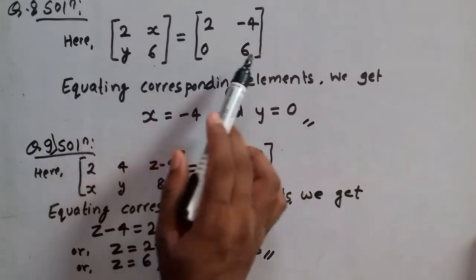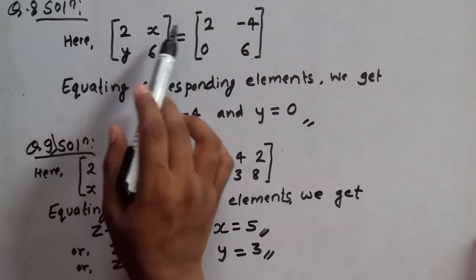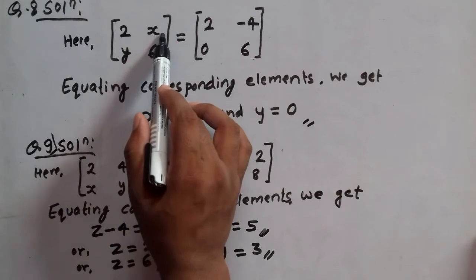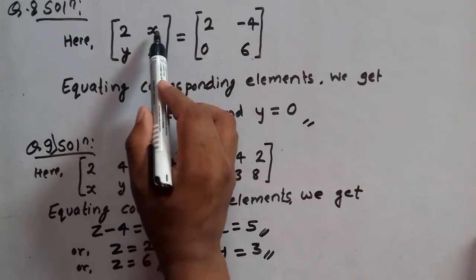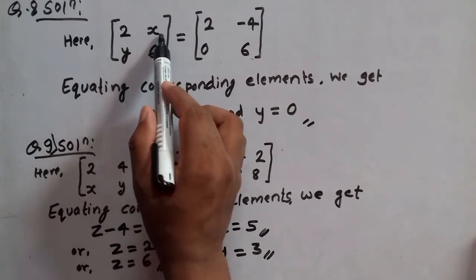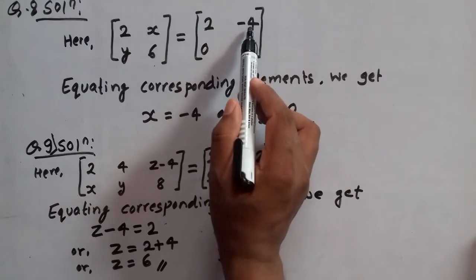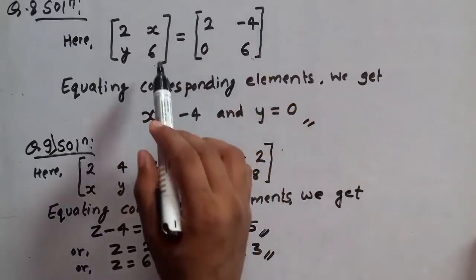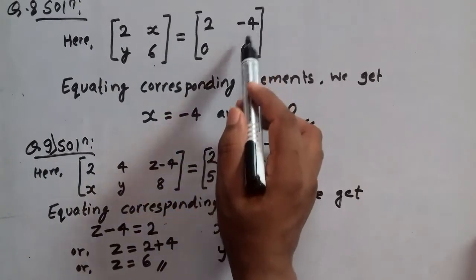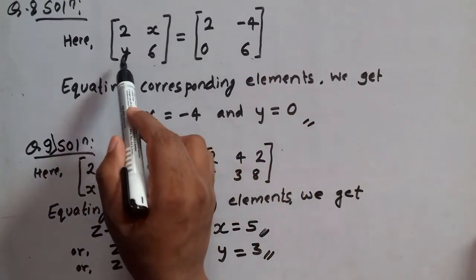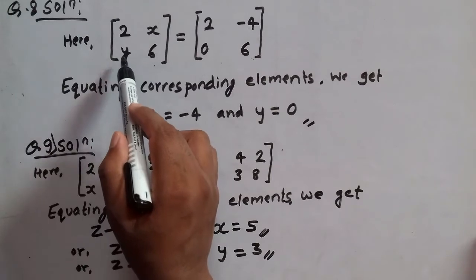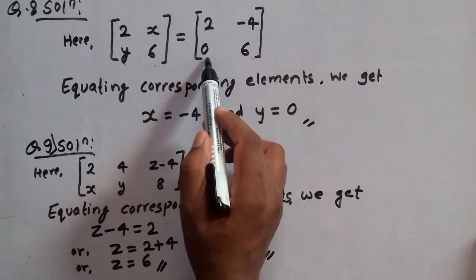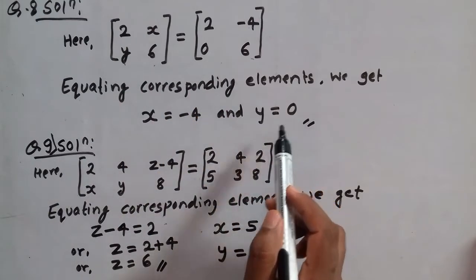We have to equate, means we have to write equal, which two are equal, that we have to write. Here this is element of first row and second column, and here element of first row and second column is -4. So these two will be equal. So x is equals to -4, and here this is element of second row and first column, and here second row and first column element is 0. So y is equals to 0.